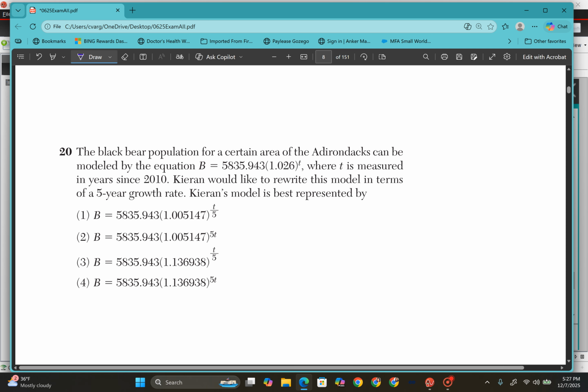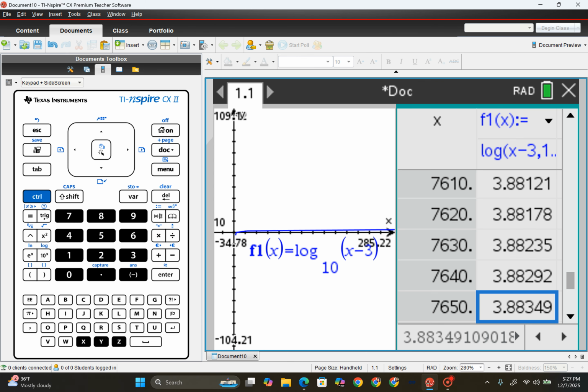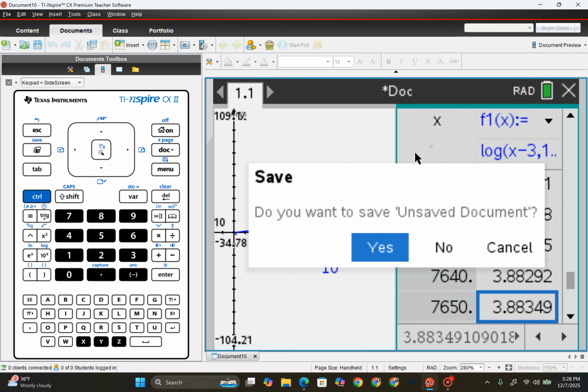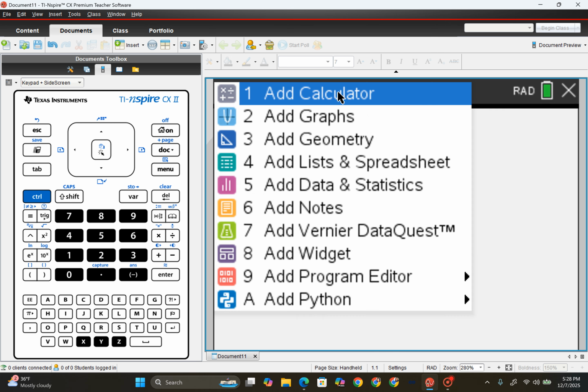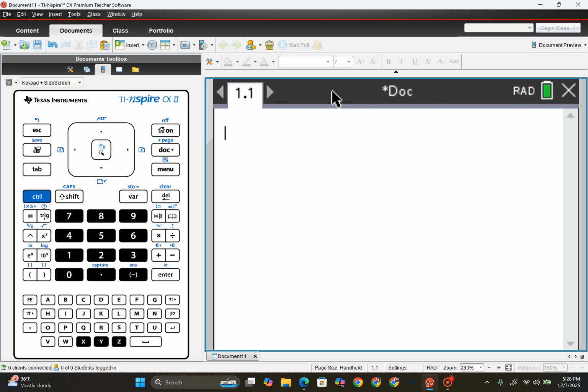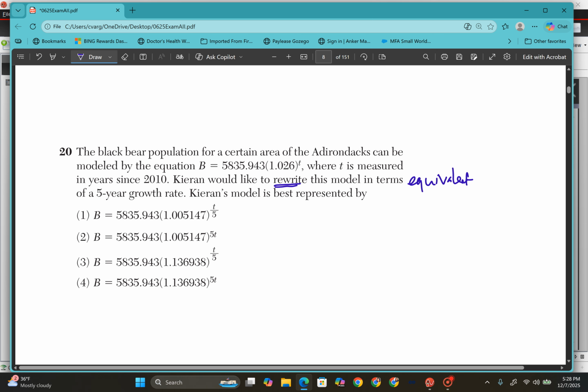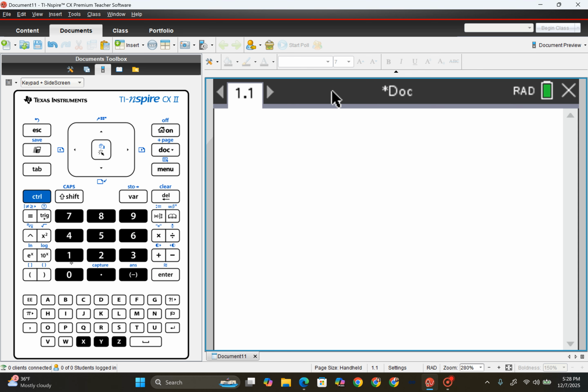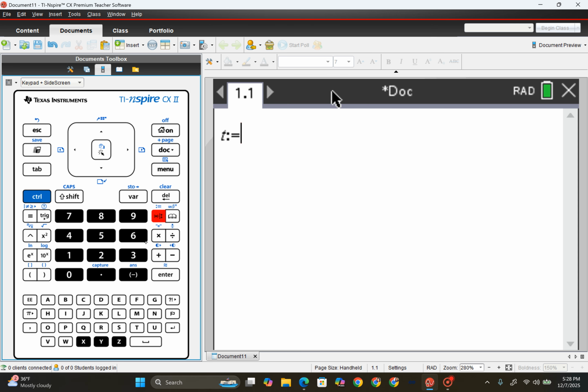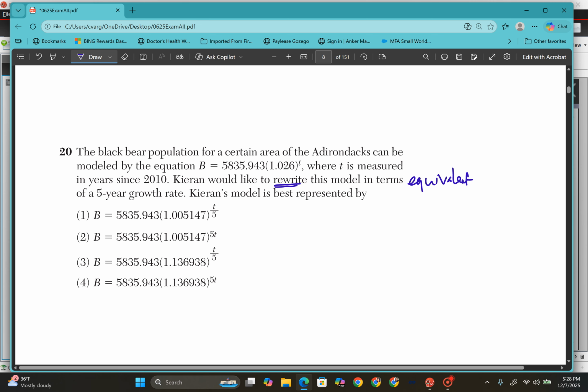Look, rewrite this model, right? This is another word for equivalent. Awesome. So we could do this the same way we did this before. Let's go ahead and do that. Now save. Cool. So let's take our, what do they call this? They call these t's. So we can say t, control, I'm going to use my 2.1, enter. And it says rewrite in model.